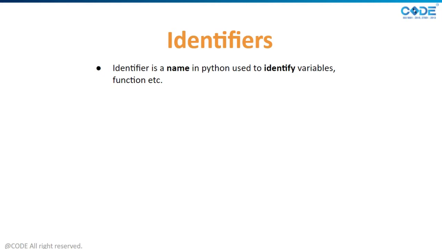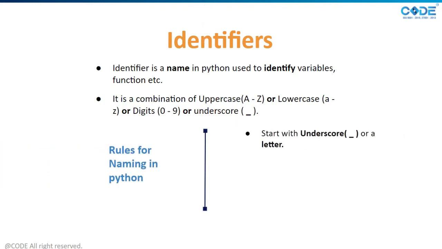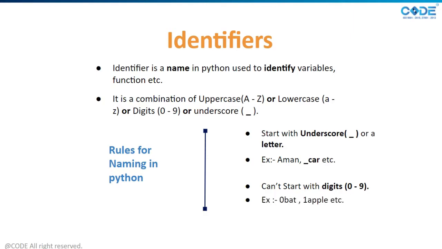Now, next one is that an identifier can be a combination of uppercase, lowercase, digit or underscore. Now there are some rules for naming in Python. Let's understand. So first, you can start a name with an underscore or a letter. For example, Aman, underscore car, etc. Now next one is you cannot start with digits 0 to 9. Example, 0 bat, 1 apple, etc.